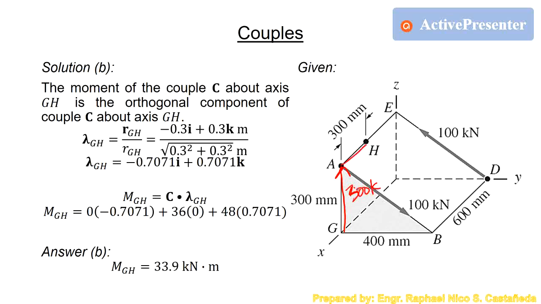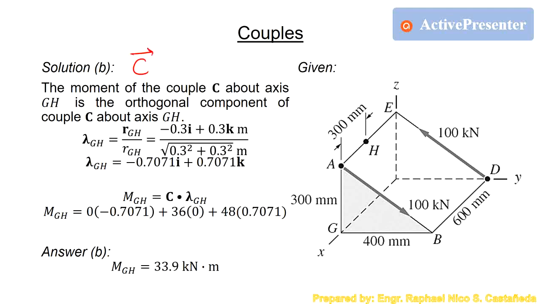So if we have axis GH, this one right here is 300K. Then this one right here is negative 300I, which is this one. In meters, it's still the same: negative 0.3 and 0.3 in meters. So getting the magnitude, we get this one. Then we already have the couple.